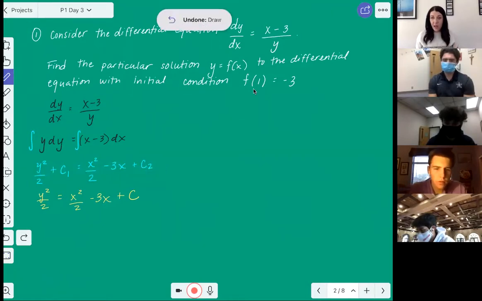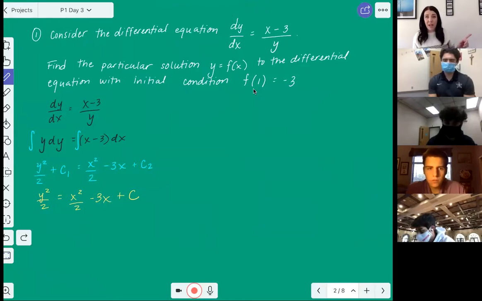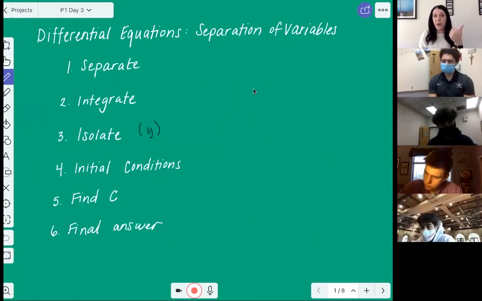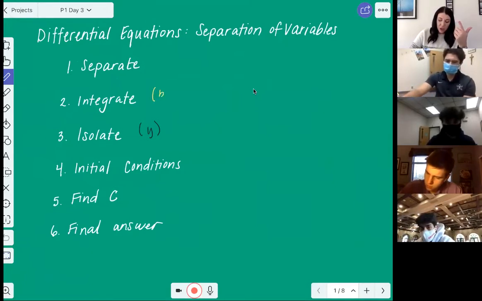So you don't need a C on both sides. You do need a C specifically on the right side. I don't want you to only include a C on the left side, and the reason for that is we're trying to isolate y, right? So anything we can get away from that y, we're going to get away from that y. Great question. Okay, so we've done step 1, we've separated. We've done step 2, we've integrated. And when we integrate, make sure you recognize we are integrating both sides.